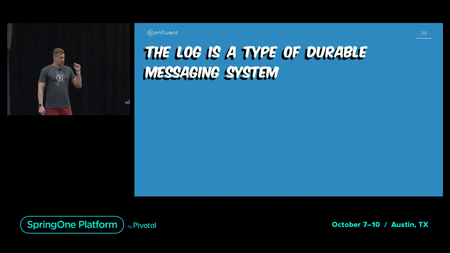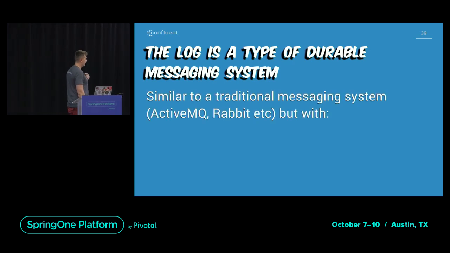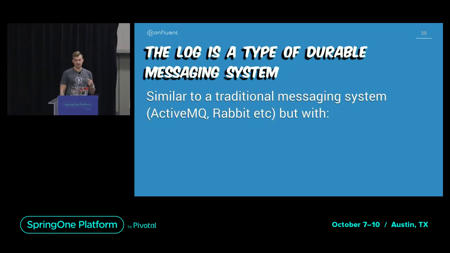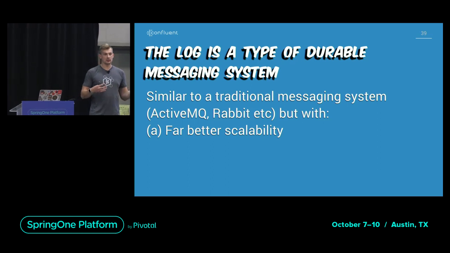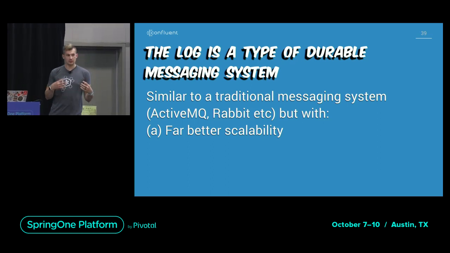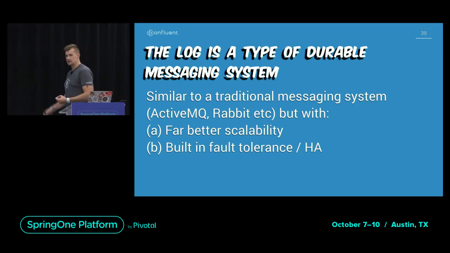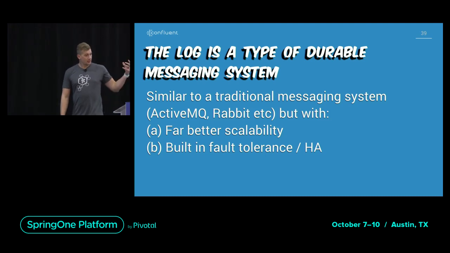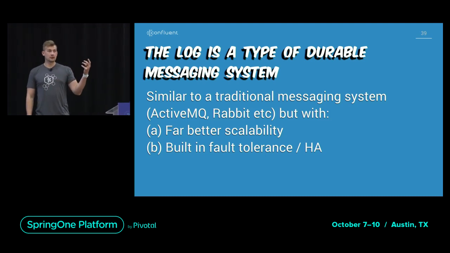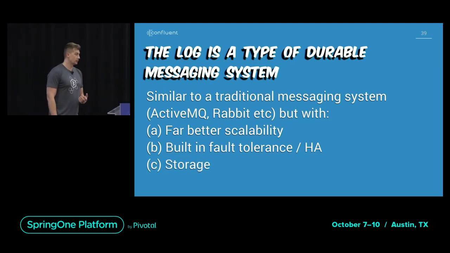All right. So a log is a special type of durable messaging system, similar to traditional messaging systems in the pattern of how the data is consumed, in a pub/sub fashion, but it has better scalability. You can scale your cluster by adding more nodes. It has built-in fault tolerance, the replication mechanism that I just described, and you can configure replication per topic, based on the importance of the topic and the importance of the data.